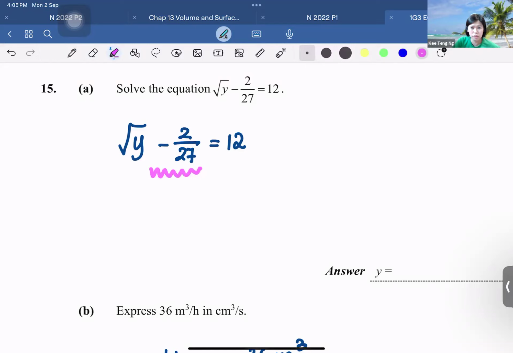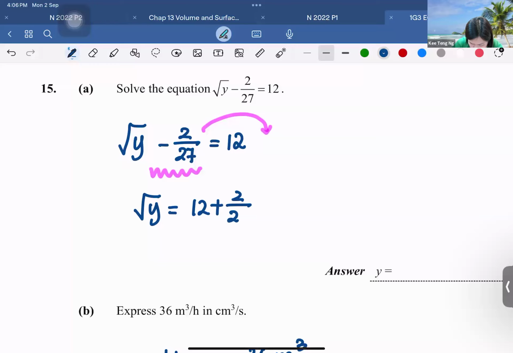How do I need to get rid of all this? Anyone? Move it to the other side. And it becomes? This is subtraction, so it becomes positive. So root y equals 12 plus 2 over 27. I don't care what this number is.